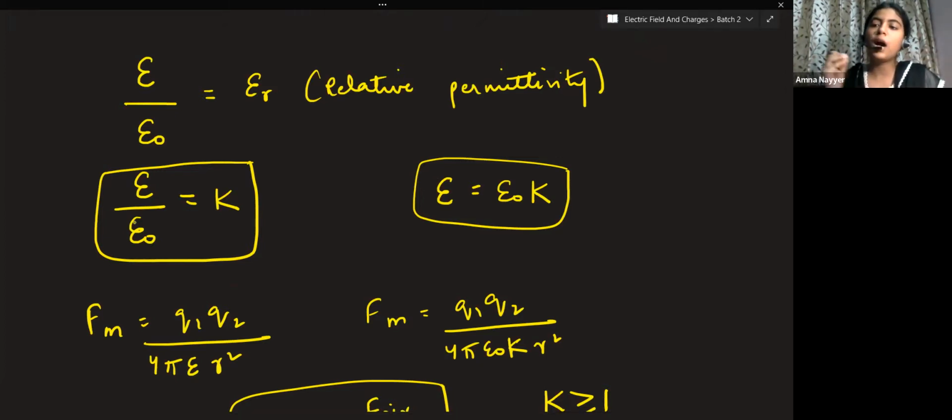So if you are given the force in any other medium, if a medium apart from air is given to you, then you can use this relation: epsilon is equal to epsilon naught multiplied by K. So any doubts from Coulomb's law? Should we move further?